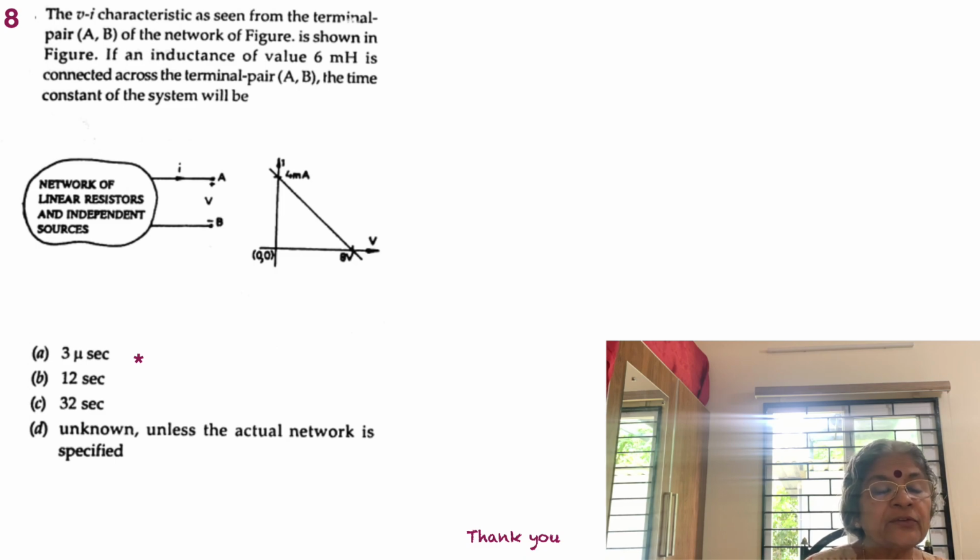Now it is given. Let's see what is given. The VI characteristics as seen from the terminal pair of this network of figure is shown in figure. If an inductance of value 6 millihenry is connected across the terminal pairs AB, so now we are adding a new thing across the terminals AB, the time constant of the system will be.